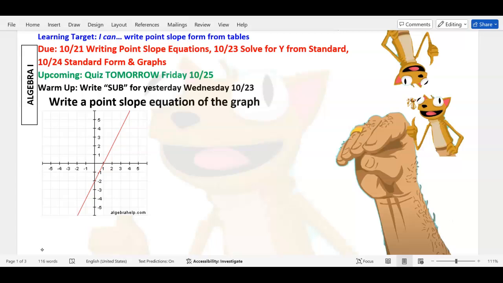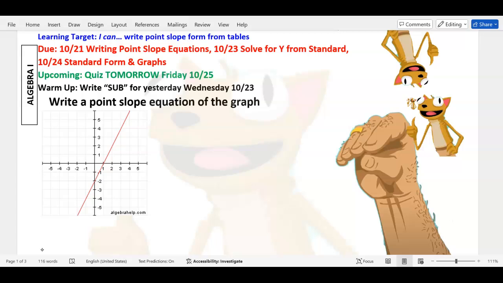Okay. So, this, and this are due. Make sure you turn them in. Today we're going to write point slope form from tables. I'll show you. And make sure for Wednesday you wrote sub. Today's not Wednesday, right? I know we didn't have a warm-up yesterday because I wasn't here, but write sub so it's not blank. And then today, here we go.